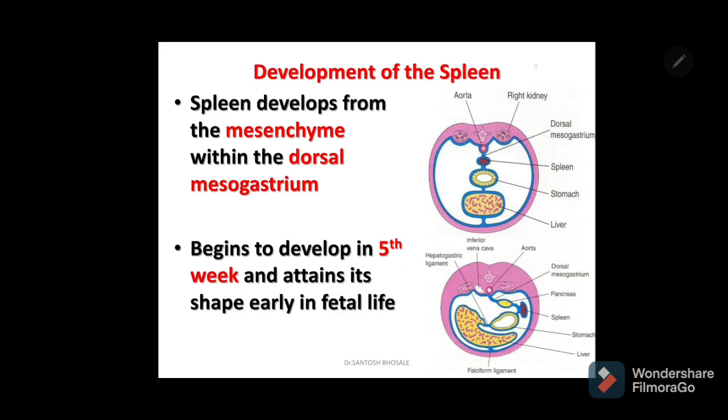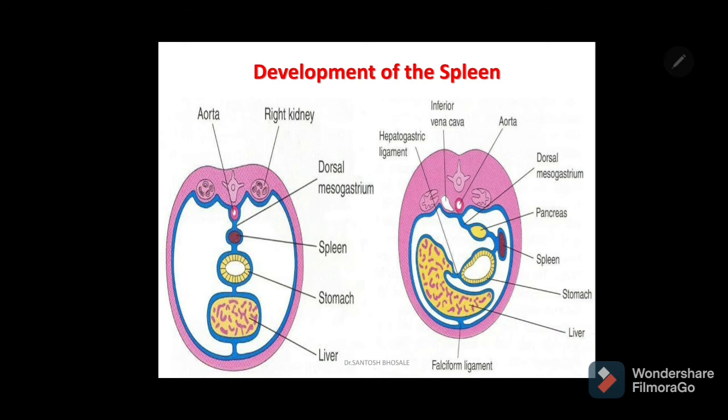Then coming to the development of the spleen. The spleen develops from the mesenchyme within the dorsal mesogastrium, or you can say the left layer of the dorsal mesogastrium. It develops around the 5th week. And I already told you in the introduction that the spleen is not an endodermal derivative. It is a mesenchymal derivative. So effectively it is not a derivative of the endoderm of the foregut, but still supplied by the artery of the foregut. That you should remember.